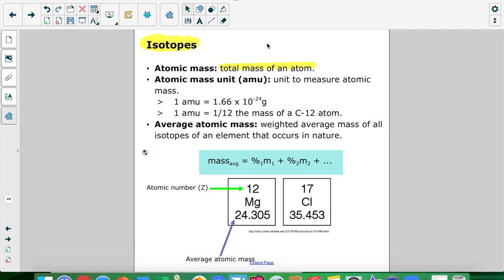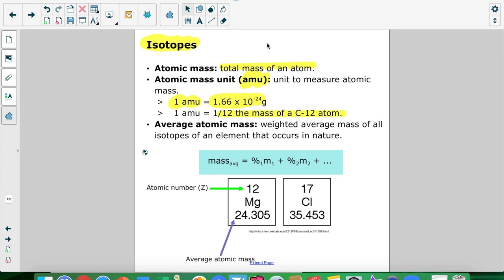So for that, first of all, you need to understand the units that you use for the atomic mass. And the units that we use for the atomic mass are the AMUs, the atomic mass units, and this is nothing more than a unit to measure the atomic mass of an element, okay? One atomic mass unit is the same as 1.66 times 10 to the negative 24th grams, which is a very small number. And that would be more or less 1/12 of the mass of the carbon-12 atom, okay?